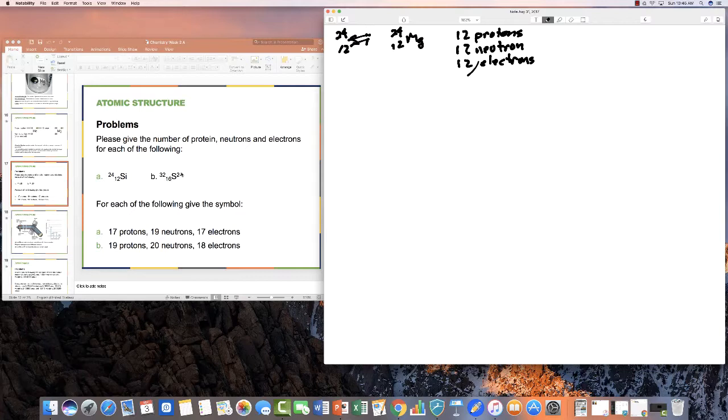The second one here is S, which is sulfur, 32, 16, and it's a -2 charge. So you start out, you have the atomic number of 16, which is consistent with sulfur. So you have 16 protons. 16 subtracted from 32 is 16, so you have 16 neutrons.